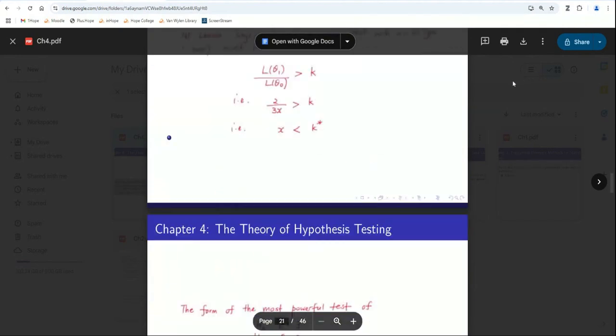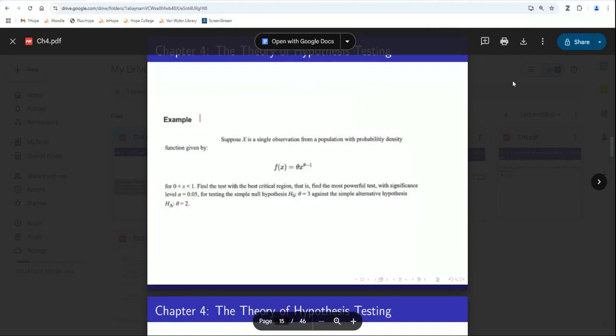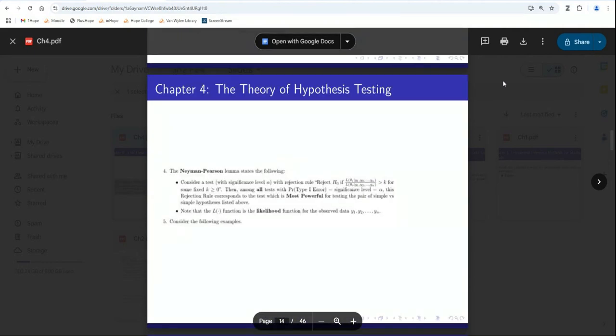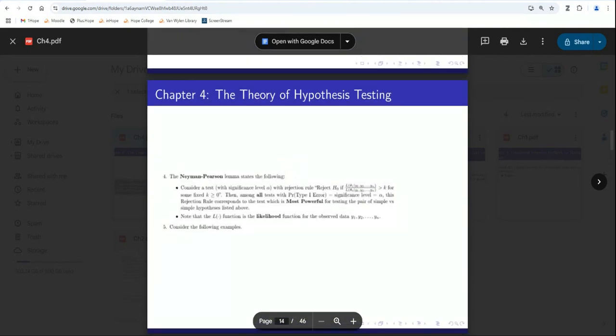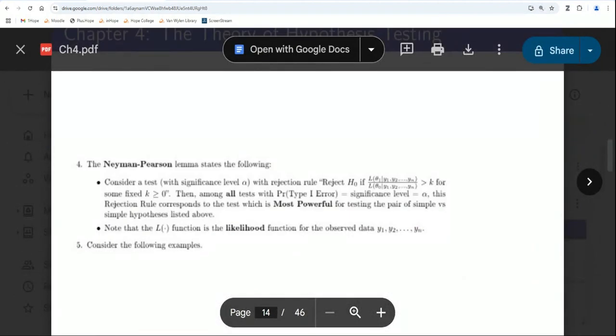I'll very quickly review the NP lemma. The Neyman-Pearson lemma actually is a very, very important thing. That's the basis of the theory of hypothesis testing. It basically says that if you want to test a simple versus simple hypothesis, so what do I mean by simple versus simple? A simple versus simple hypothesis just means that the null hypothesis only gives one value for the parameter. The alternative only gives one value. So it's not what you're used to in intro stat.